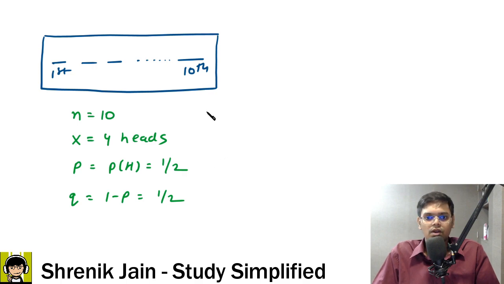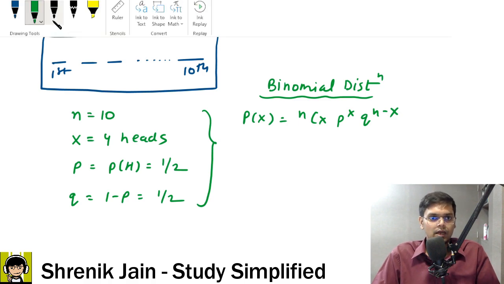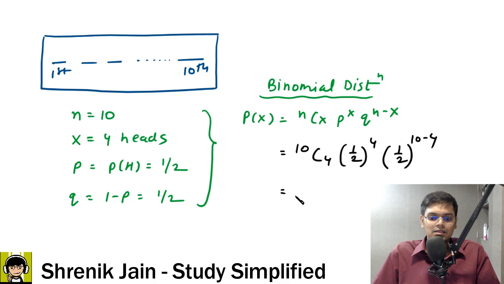So we have everything right now. Using this, can I say as per the binomial distribution, P of x is equal to nCx p to the power x q to the power n minus x, correct? So now I can say n is 10, x is 4, p is half to the power 4, q is half the whole power n minus x, 10 minus 4. So now 10C4 is how much? Now this kind of calculation you have to do.